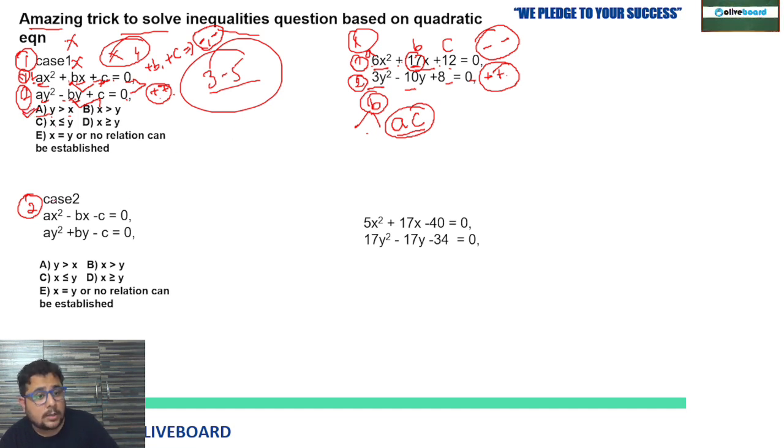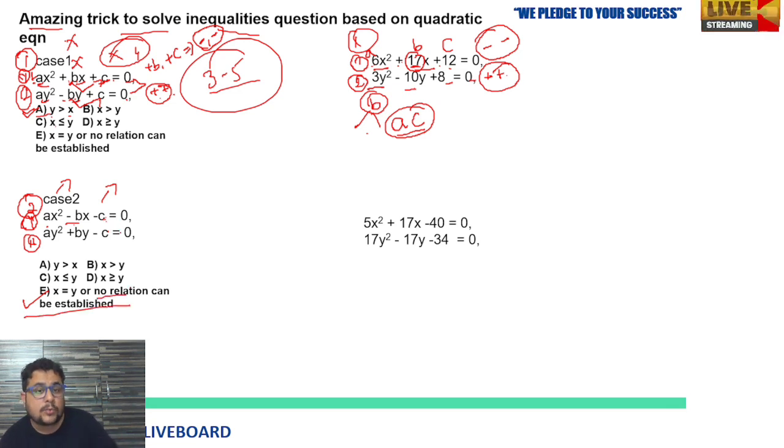Let's talk about case number 2. In this scenario you just need to look at the constant term only, the value of C. ax square minus bx, right? We should not think about b, we just need to check the sign of C. If in both equations C is negative, directly you will go with option E. Option E means directly you can say no relation can be established.